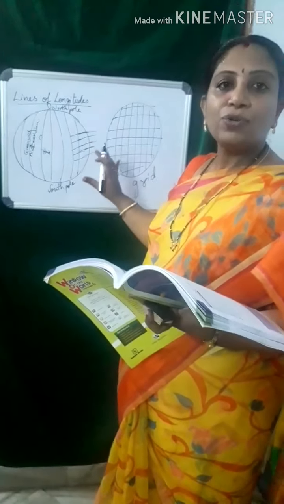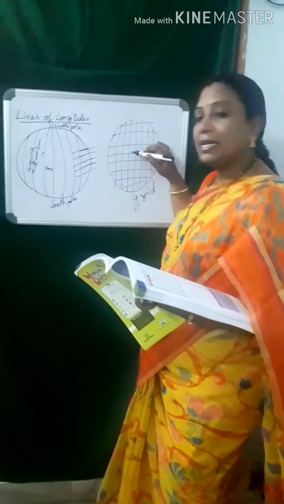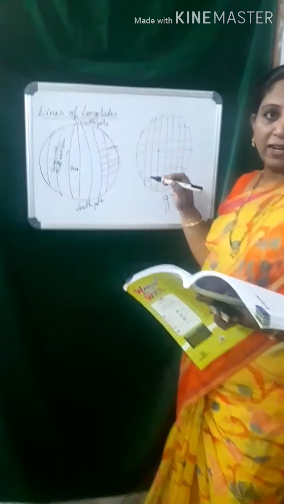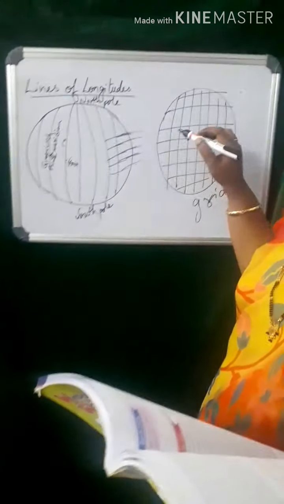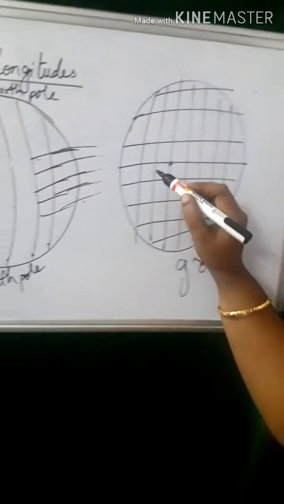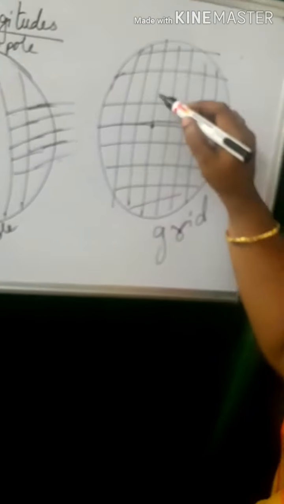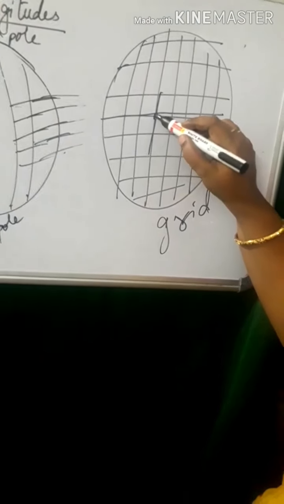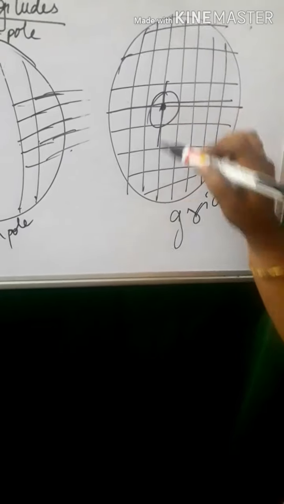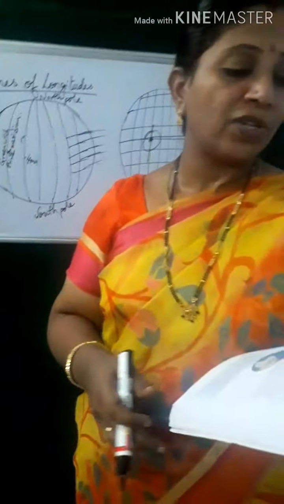Why is this grid used? Because they can just say, here it is, in this point. We have to find out whether this is a country or a place or a state or ocean or anything. From here they will be calculating which latitude it is and which longitude it is passing. This point they will calculate and they will tell the exact location of the place.